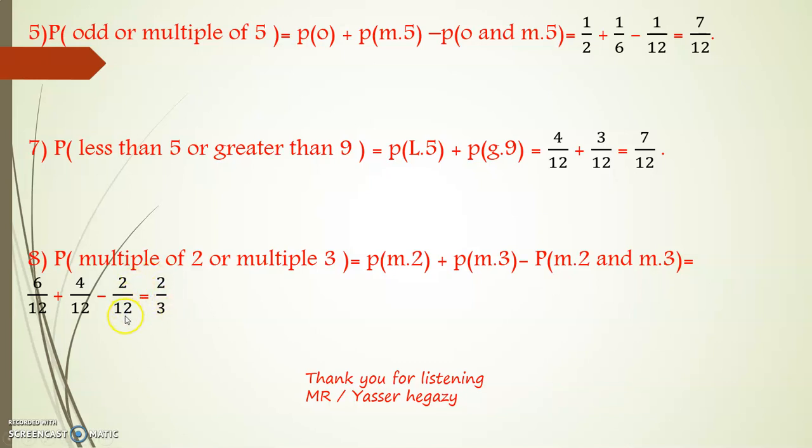So 2 out of 12. Add them together: 6 plus 4 equals 10, minus 2 is 8. 8 out of 12, try to put it in the simplest form. 8 divided by 4 equals 2, and 12 divided by 4 equals 3.